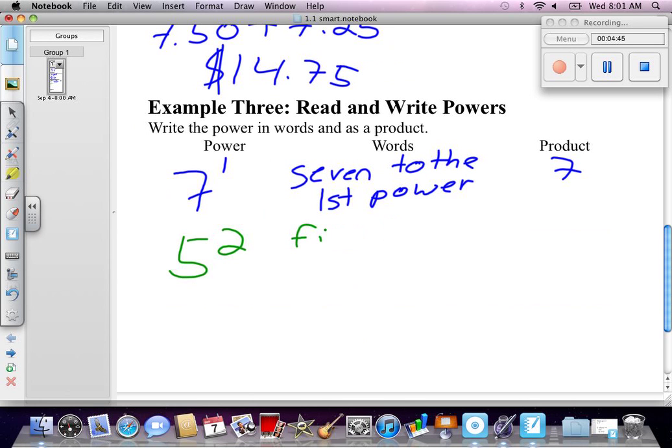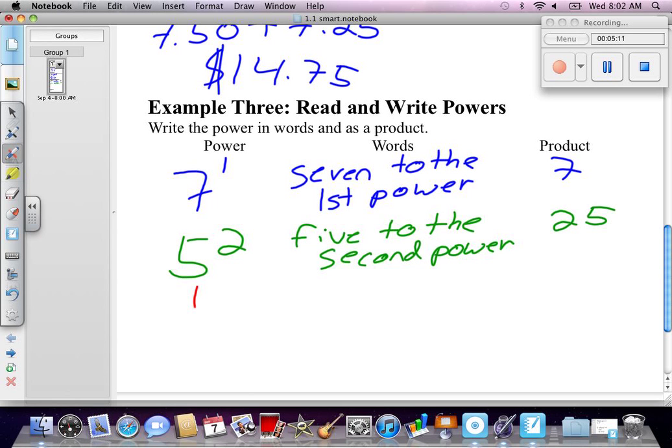5 to the second power. And what is the answer to this? What is the product of it? 25. 5 times 5. Good. A lot of even fabulous mathematicians make the mistake to do 5 times 2. Be careful of that. Make sure you're taking it to the second power.